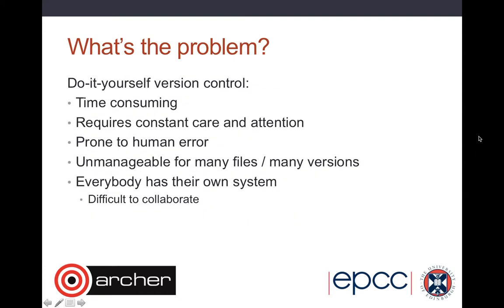So the main issues with do-it-yourself version control are that it's quite time-consuming. You have to do all this manually. That's simply time-consuming. It also requires extreme care and attention and discipline, self-discipline. And if you're collaborating with others, it requires discipline on the part of everybody involved. Now, no matter how much care and attention you pay to this, because it is a lot of detailed work, a lot of repetition on a daily basis, potentially, this is prone to human error. And ultimately, once you start to deal with many files and many versions, as is typically the case in software development, this becomes somewhat unmanageable.